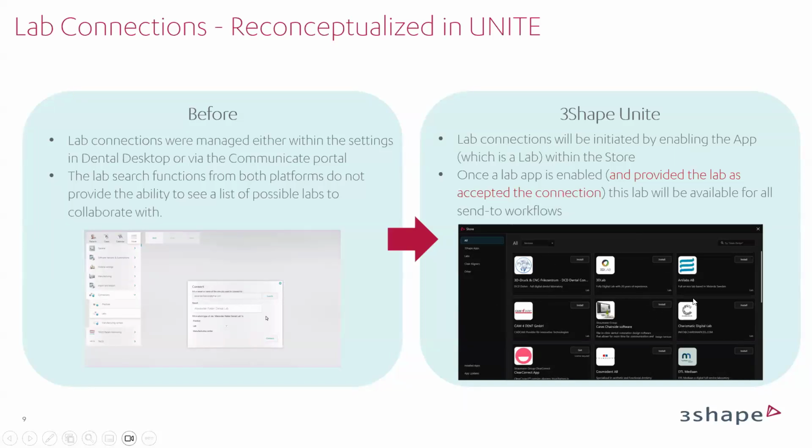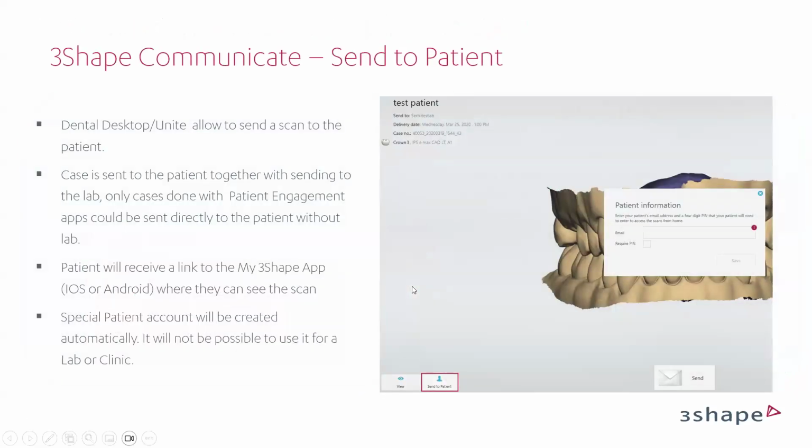If it's available, you may find the lab here in the store from the list of available labs that can be mentioned also there. Also, you can see that we had such an option that is called send to patient. It was actually available in Dental Desktop, I mean, in the old software version, and now, of course, it's available in Unite software. So you can see that this feature allows you to send a scan to the patient if needed.